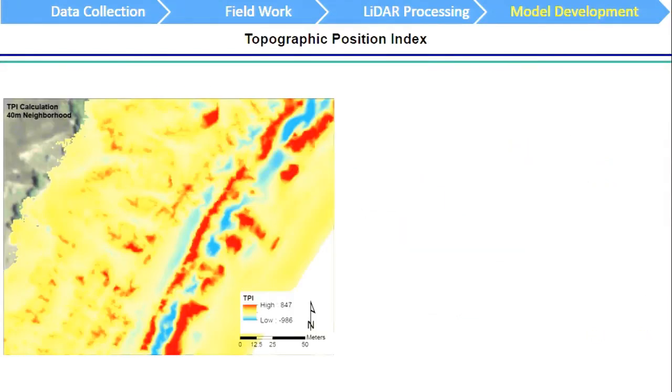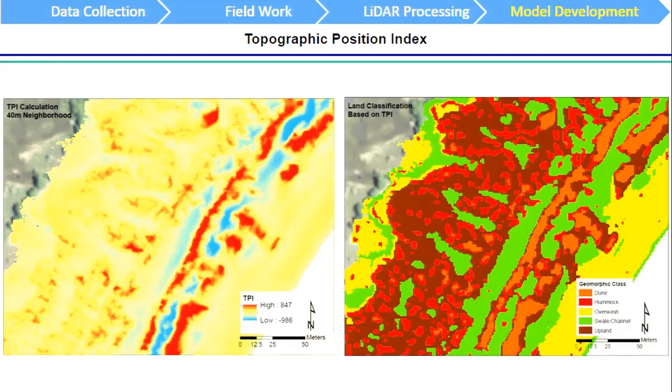When you calculate a TPI, this is an example of a TPI for a 40-meter neighborhood, and you can see where the upper peaks are positive and the valleys are negative in their TPI. And ultimately, when you run the TPI on a barrier island, what you end up with is relatively decent classification of all the peaks and valleys, but there are quite a few mistakes. For example, you see overwash in this area, swales and channels are not separated, and you see hummocks on top of dunes. So it produces a good initial classification, but needs further refinement.